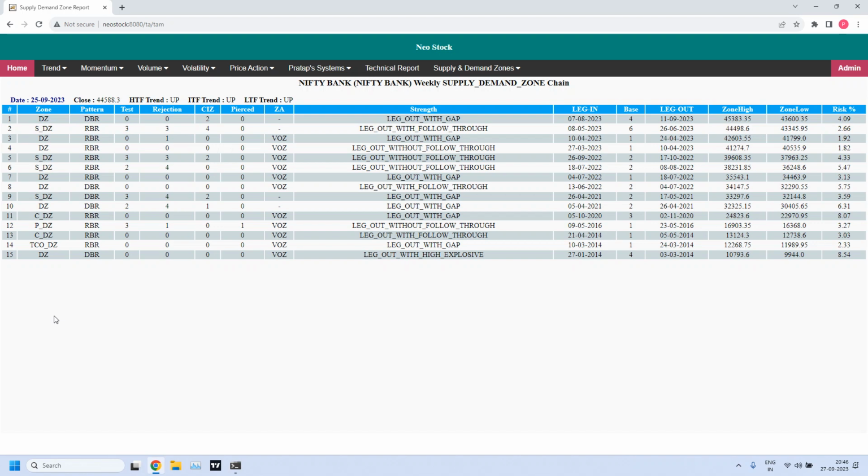In between, you may find one more possible LTF TCP. Rarely you can see that high priority zone. That comes after TCP in priority, but rarely you find it, mostly at lower time frames. Okay, this is the weekly chain. Now let us generate the daily chain for Bank Nifty.